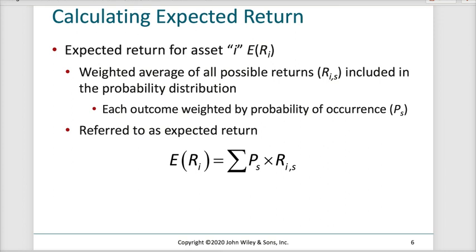Now, here is a basic formula for expected return for an asset, which we'll call I. It is the weighted average of all the possible returns included in this probability distribution. And what we're going to call the outcome of these probability occurrences is P sub S. So we can refer to the expected return formula when we calculate this. And again, if you're not very versed in reading mathematical formulas and interpreting them into action, I'll show you how to do that in the spreadsheet in a little bit.